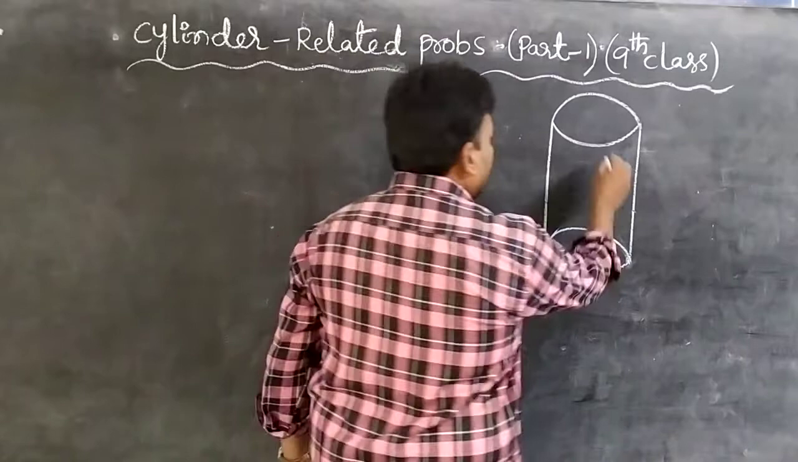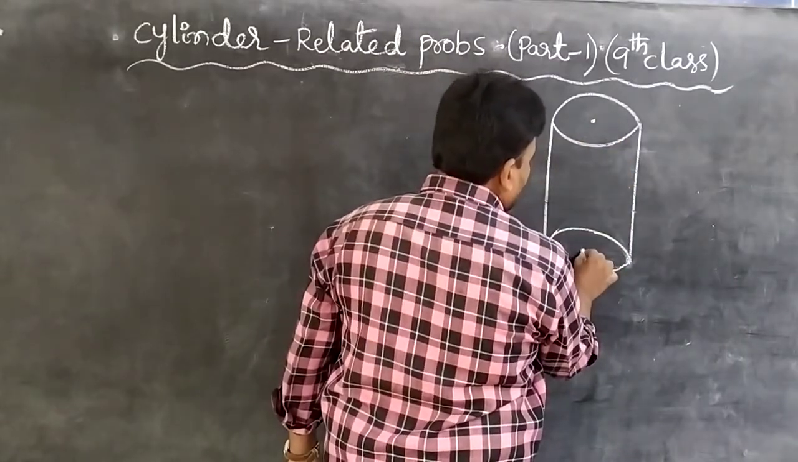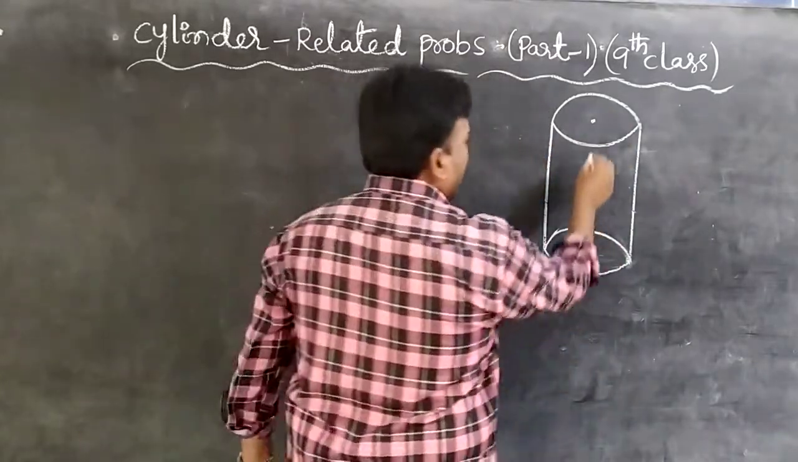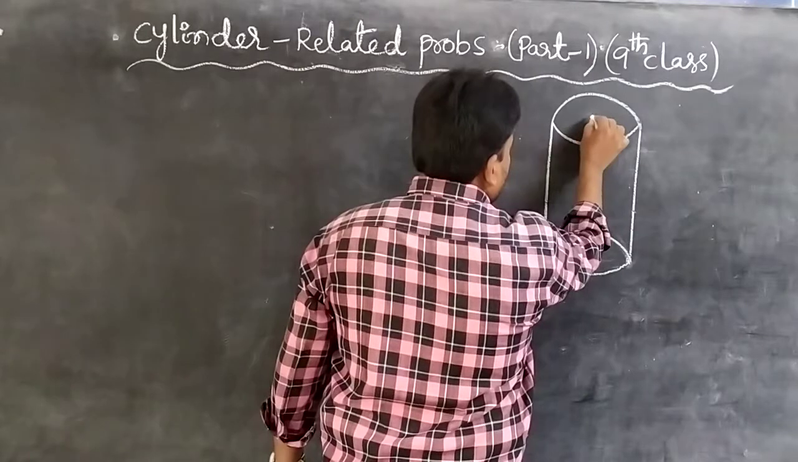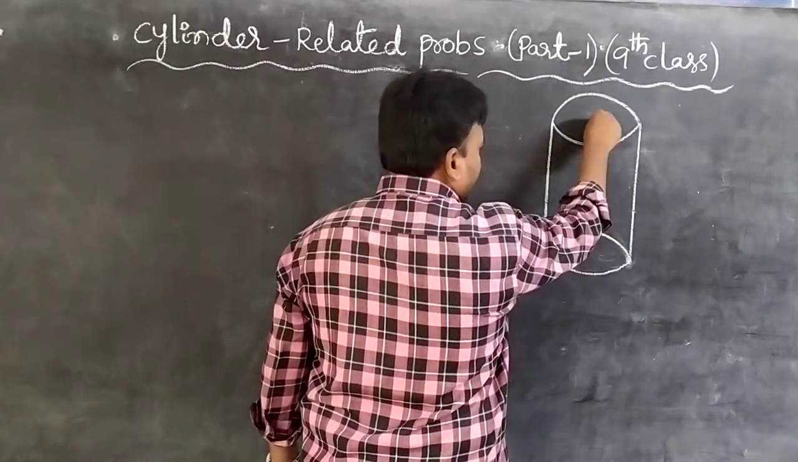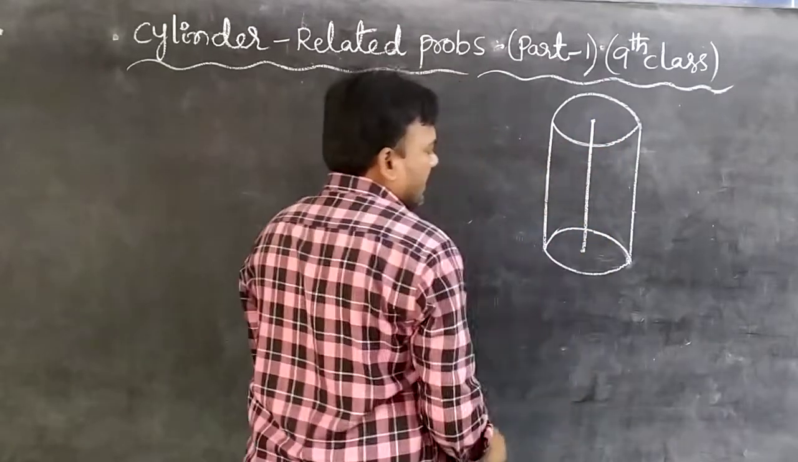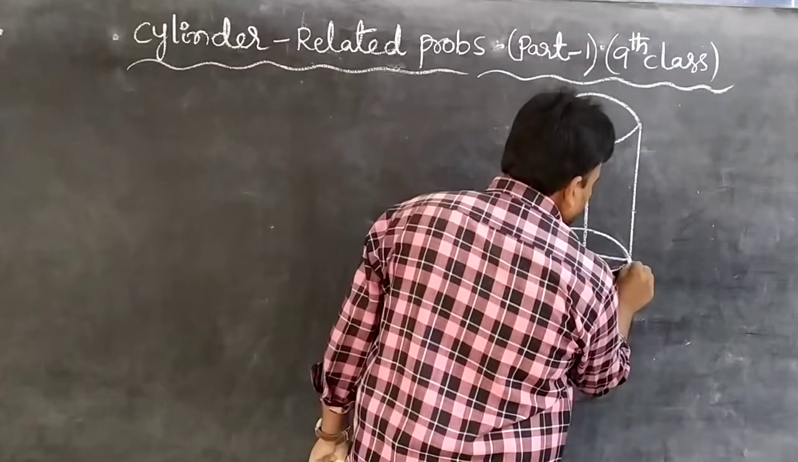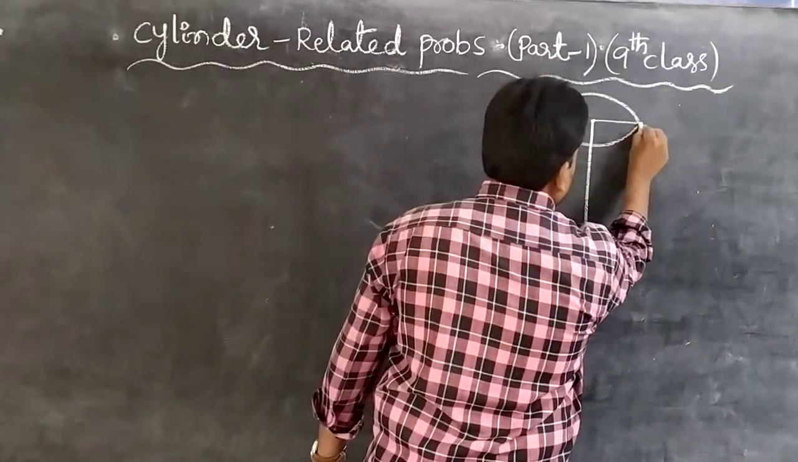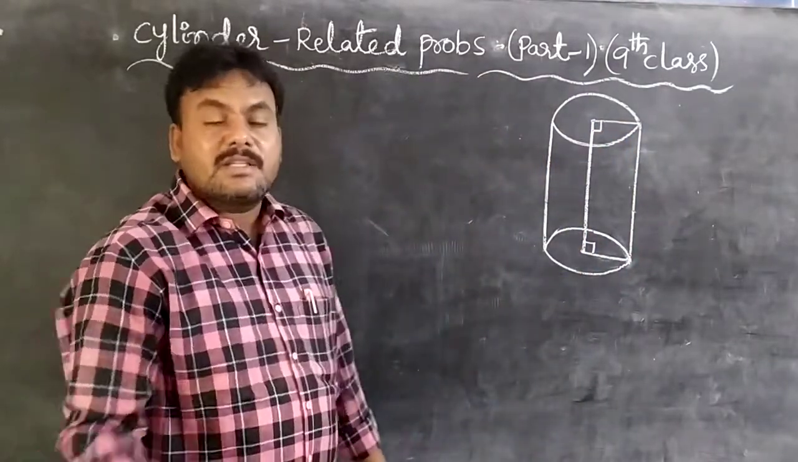So observe here, this is the center of the top base and also the bottom. Here the top center is this one and the bottom center is this one. A line segment joining both centers is perpendicular to its radius. This type of cylinder is known as a right circular cylinder.